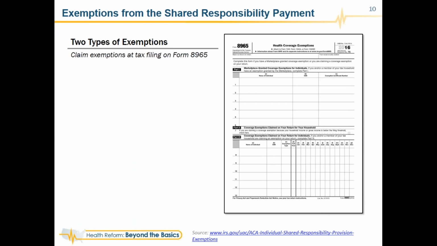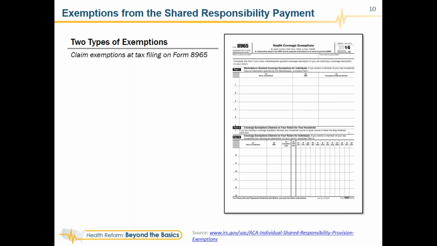Exemptions are the ability to get out of paying that shared responsibility payment even though you didn't have coverage. So these are the statutorily defined good cause exemptions for not having health insurance. And these will always be claimed on the tax return, Form 8965. It gets attached to your 1040 when you file your tax return, and you can claim different kinds of exemptions for different people for different months.